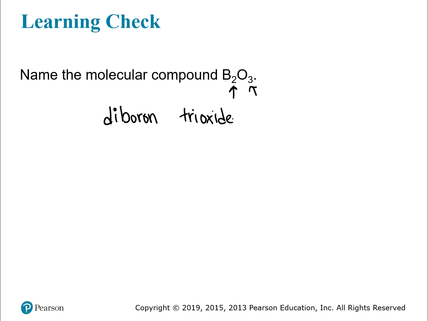Followed by oxide. Notice how here we don't have to take out one of the vowels. So it's only the OO or the AO, those really awkward ones. But trioxide is perfectly fine. So diboron trioxide would be the name.